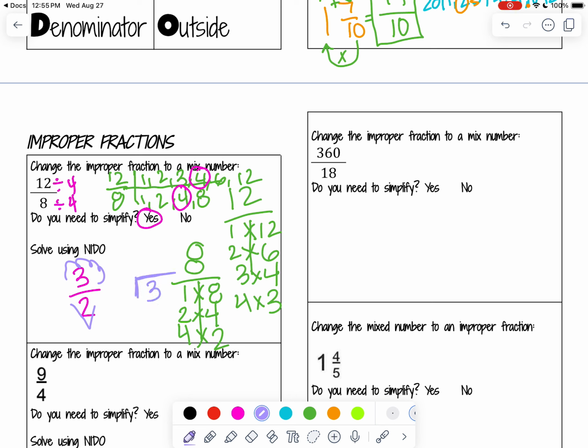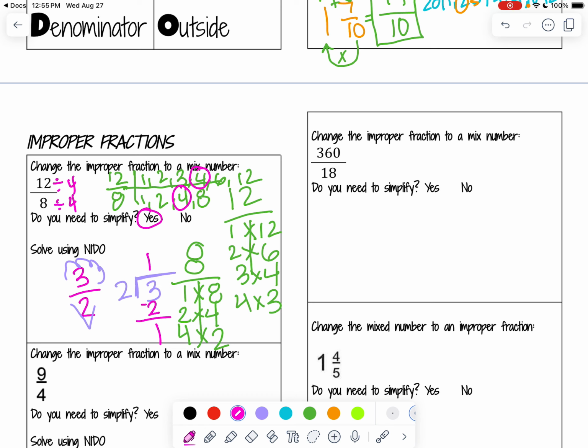Our numerator is 3, our denominator is 2. And now I'm asking myself, how many times does 2 go into 3? 2 goes into 3 one whole time. 2 times 1 is 2, and 3 minus 2 is 1. If we were asking for a decimal, we would stop and add a decimal zero and continue dividing. However, whenever we are looking for a mixed number, we stop right here with our remainder.